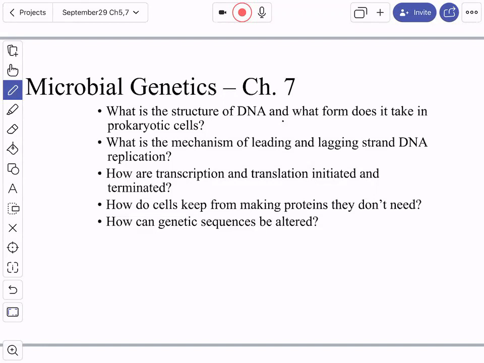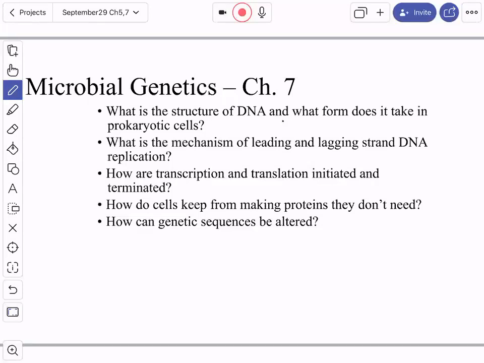I like to bring in some other graphics to help explain a few things a little bit better. I don't think the book does a great job with here. But we're going to be thinking about the structure of DNA. We're going to start with that, a little bit about the form that takes in prokaryotic cells. We should get to replication today. That's how DNA is copied.